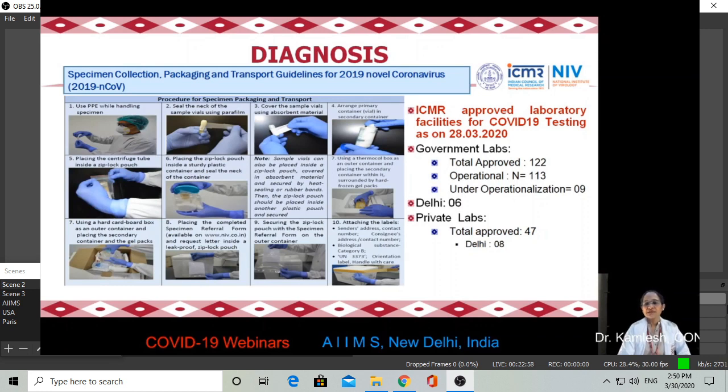Now, in India, ICMR approved lab facilities are available for testing. Both government labs are there and private labs are there. In total, the government labs will be about 122, out of which 113 are operational and the rest are under operationalization. In Delhi, we have 6 such labs. The private labs in total all over the country are 47, and in Delhi we have 8 labs.